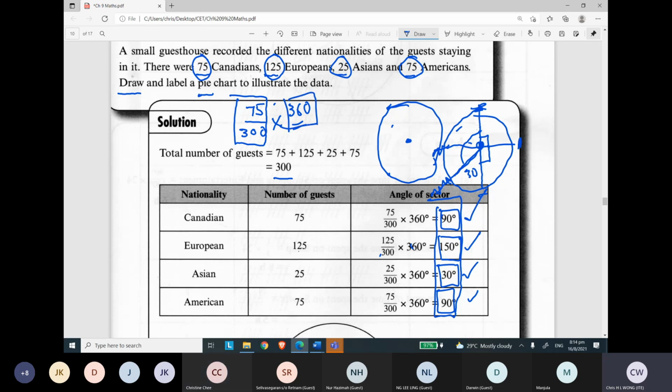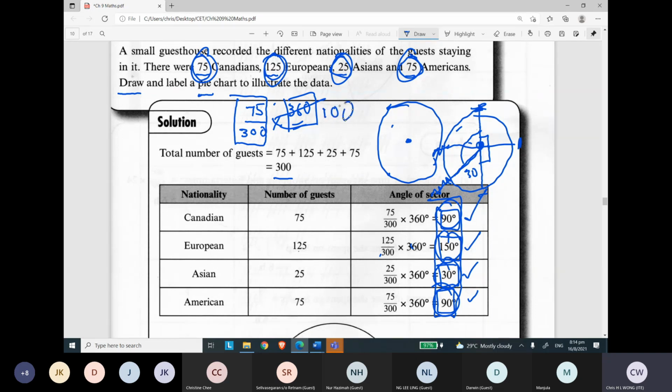Why you need the 360? Because you need the degree. But if I ask you to draw, okay, I don't want the 360. I don't need you to draw on the circle, but I want you to convert this into percentage. What is the percentage of 75, 125? Then you don't use 360 already, isn't it?